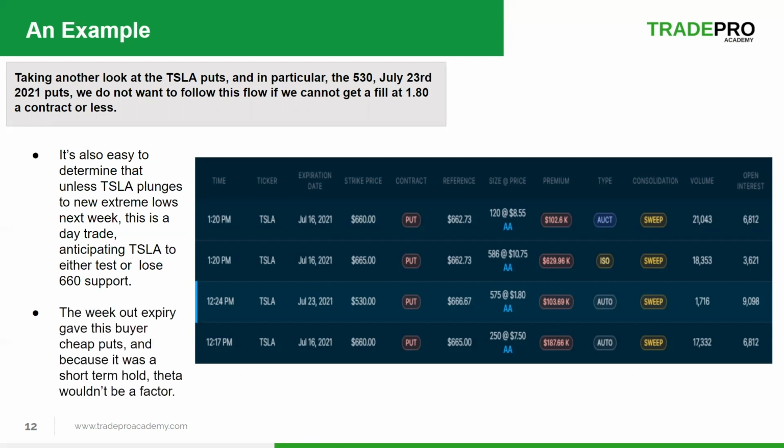The week out expiry gave this buyer cheap puts, and because it was a short-term hold, theta wouldn't be a factor. Because they have an extra week, they could afford to go that much out of the money. So they do not expect Tesla to hit 530. They just expect Tesla to lose support this week.